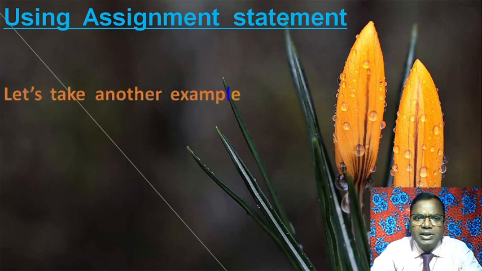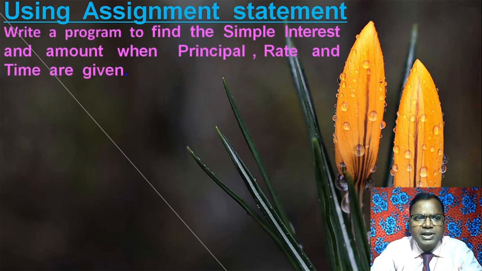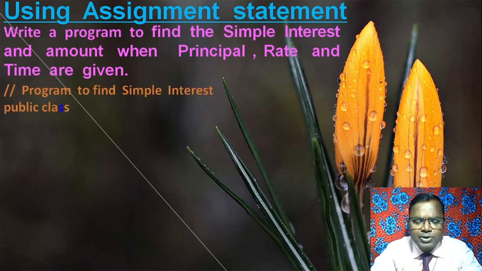Now let's see another example, another question. Write a program to find the simple interest and amount when principal, rate, and time are given. So here is another question. Two things we have to find out, and we are given principal, rate, and time. Using an assignment statement, it can be using function arguments, using the Scanner class, and also, but at this stage, you have to use only the assignment statement. So here is the program.